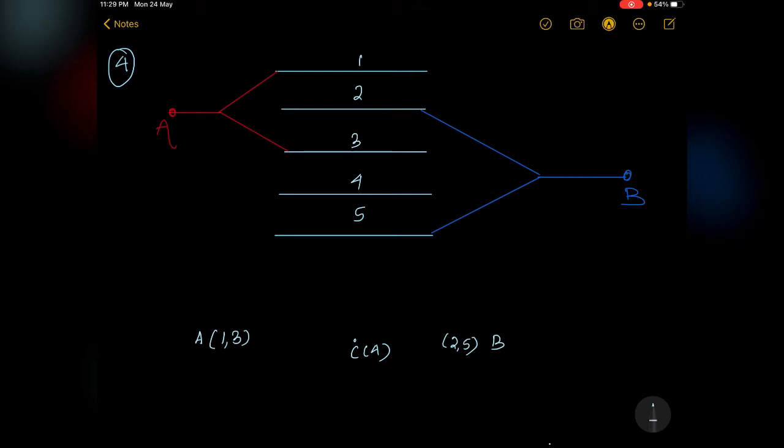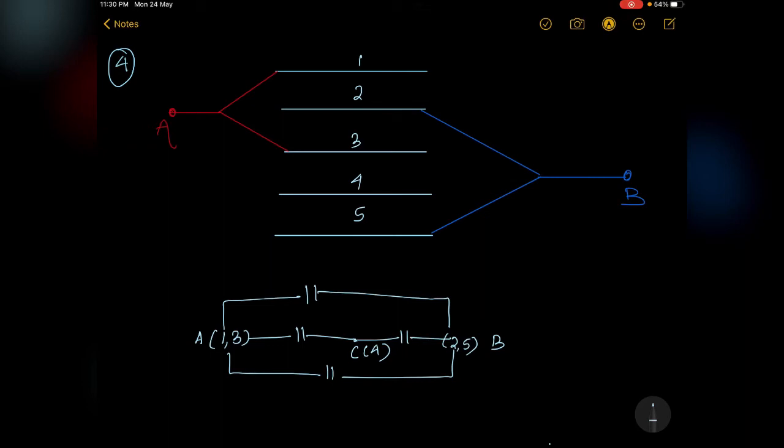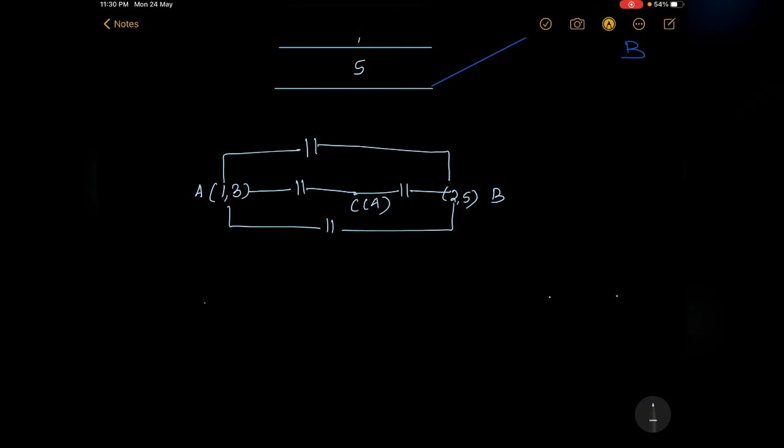Now, if I see 1 and 2, there is a capacitor between 1 and 2. Let's draw that. Again, 2 and 3, let's draw that. 3 and 4, let's draw that. 4 and 5. It is the capacitance, right? So, if we redraw this, the answer will be like this.